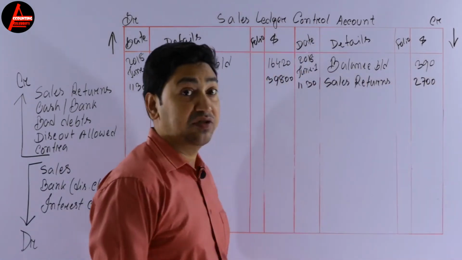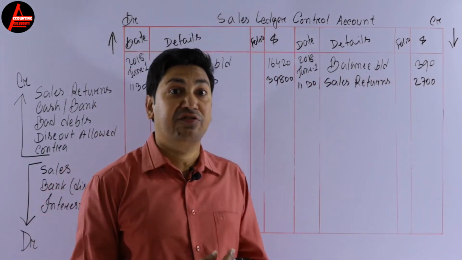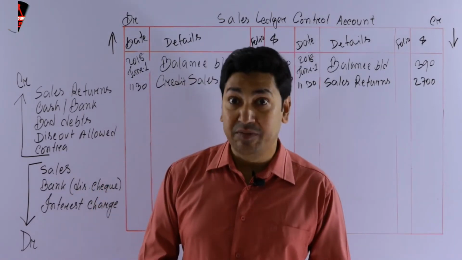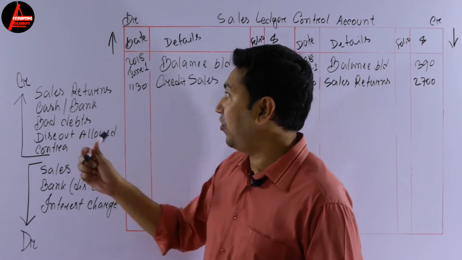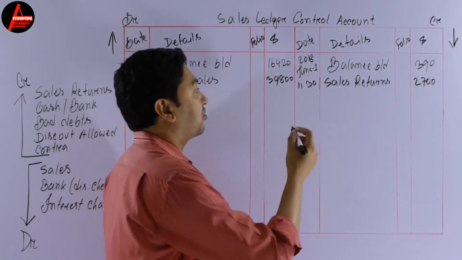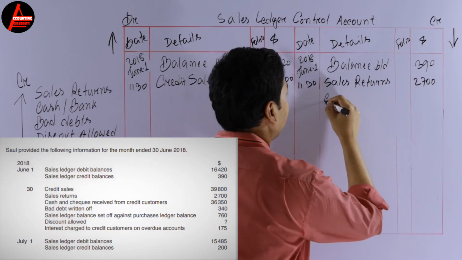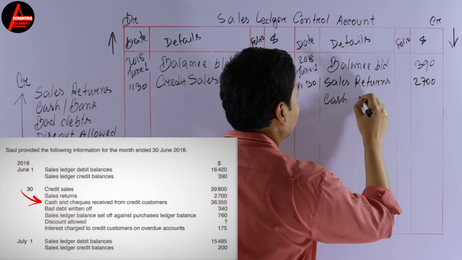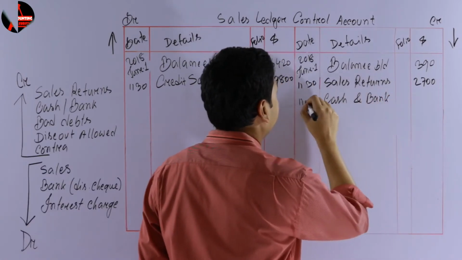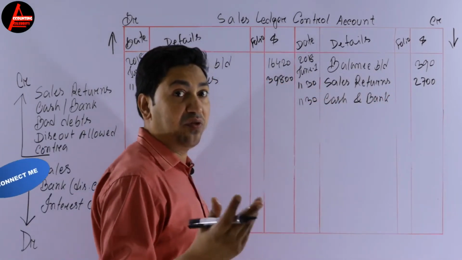All right, next we have here cash and cheque received from the credit customer. Yes, in this case trade receivable will be decreased. When it is decreasing you need to record in the credit side. So go to the credit side, write cash and bank. Okay, same date June 30, and what is the value here?